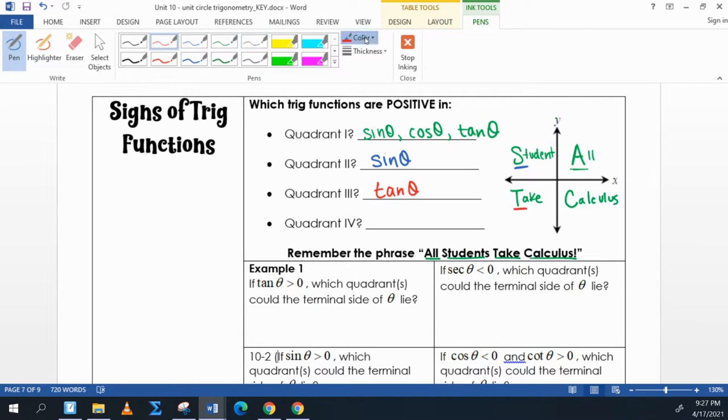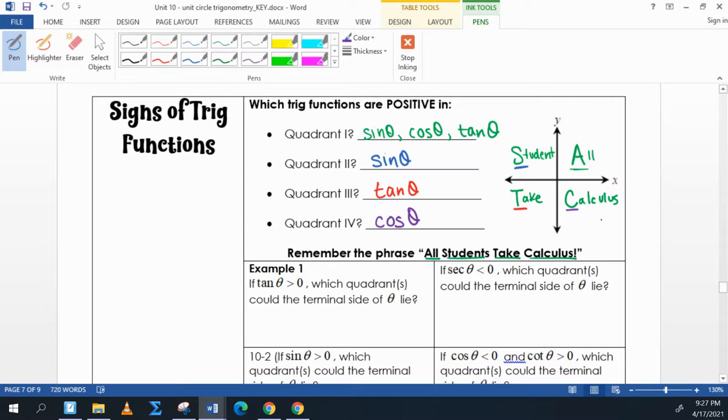And quadrant 4, calculus. So we've got our cosine is positive in quadrant 4. The tangent and the sine are negative. Okay, so all students take calculus. Remember, just counterclockwise, all students take calculus.